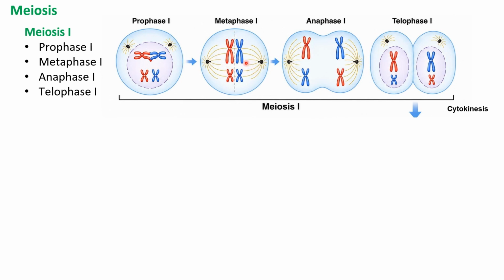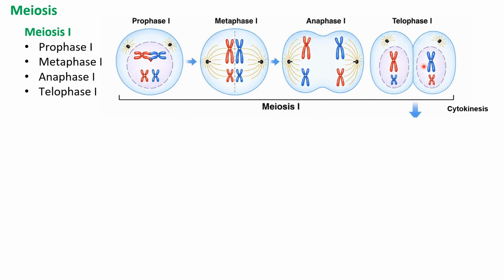When it comes to metaphase I, homologous chromosome pairs are lined up at the center of the cell, and these spindle fibers are attached to each chromosome. During anaphase I, homologous chromosomes are separated and moved to the opposite poles. However, the sister chromatids remain attached through their centromeres.